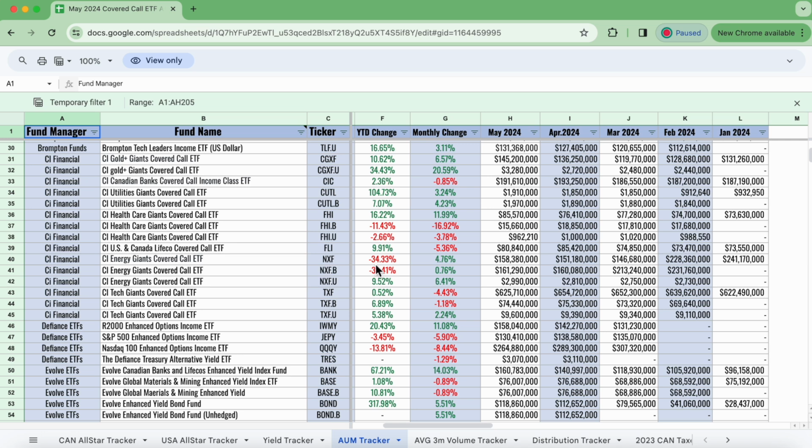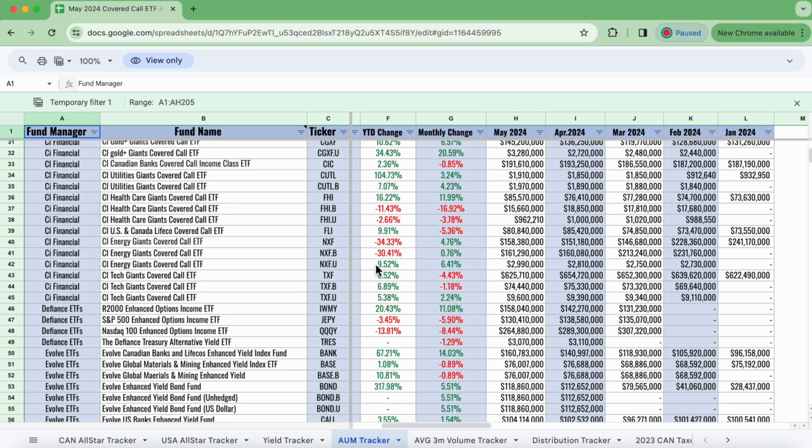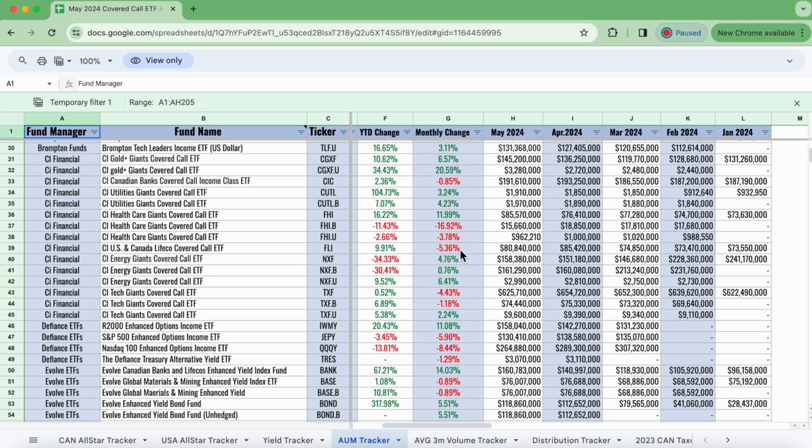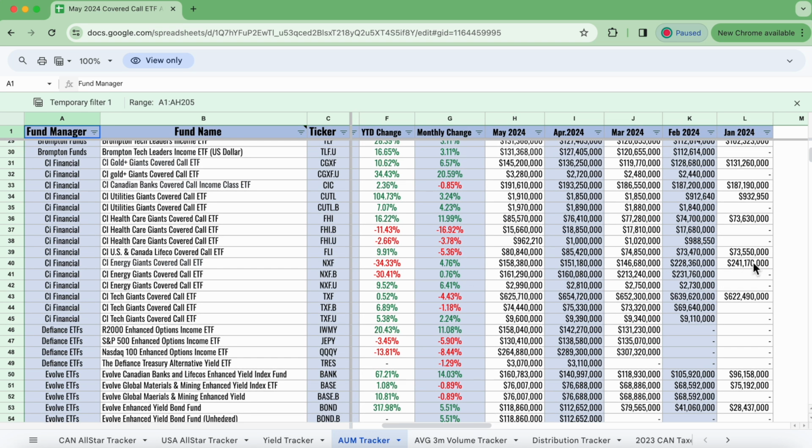Now it's cyclical, it's going to bounce around. So I expect the energy sector to do just that, just bounce around. But man, that is a catastrophic loss.